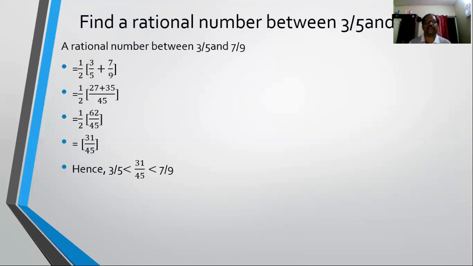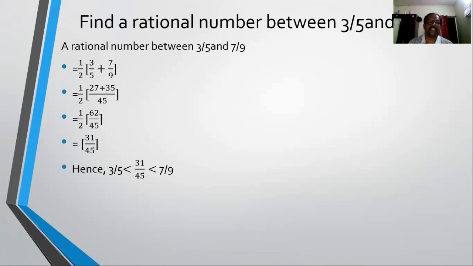So here we are going to find only one rational number between the given two rational numbers, which is given by half of x plus y. Here 3 by 5 and 7 by 9 are the given two rational numbers, so they are x and y. We can find a rational number between these two by using that denseness property, given by half of x plus y. So it is half of x is 3 by 5, y is 7 by 9.